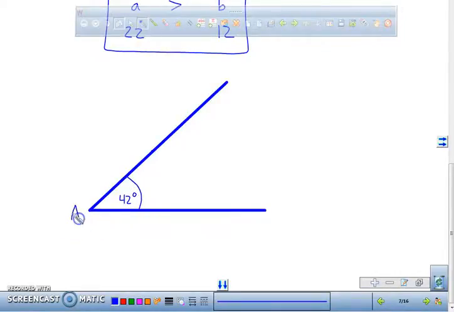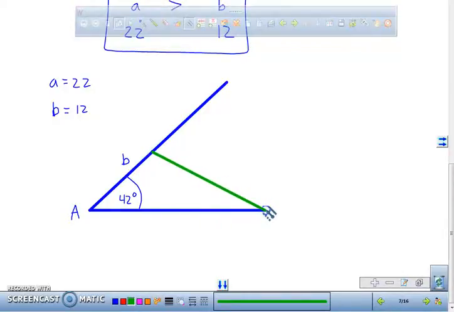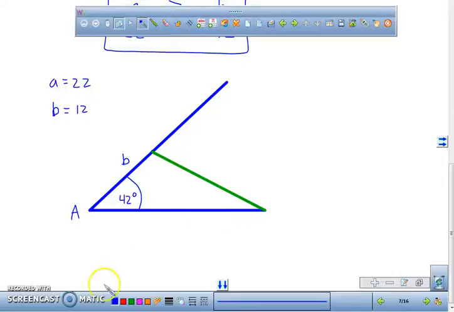This is capital A. And once again, my A value was what? Equal to 22, and my B value was equal to 12. So I want you to understand, this part right here is lowercase b, and A is 22. So I'm going to understand, 22 is a heck of a lot bigger than a 12. So let me draw a triangle that would probably best fit this scenario. I call this lowercase a.